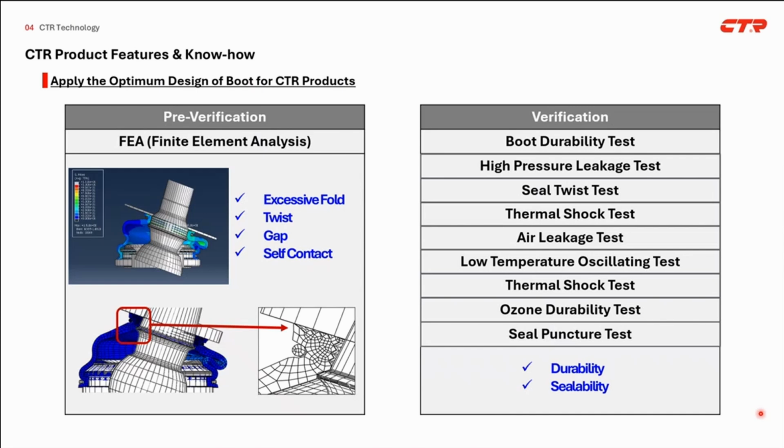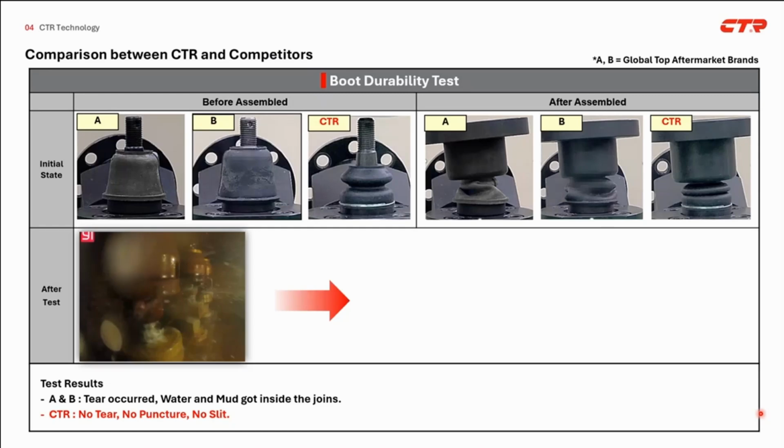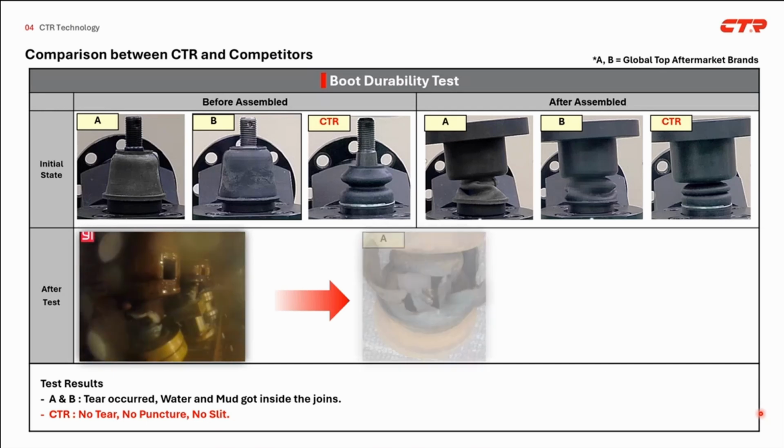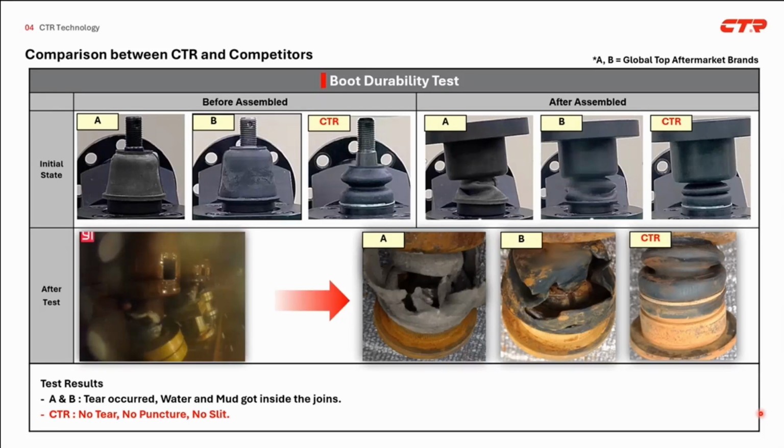Then, don't you wonder how much CTR is different from the competitors? We tested it excessively, just as it is. A and B were torn in the middle of the test. Water and mud got inside the joints. Unlike competitors, CTR had no tear, no puncture, no slit.